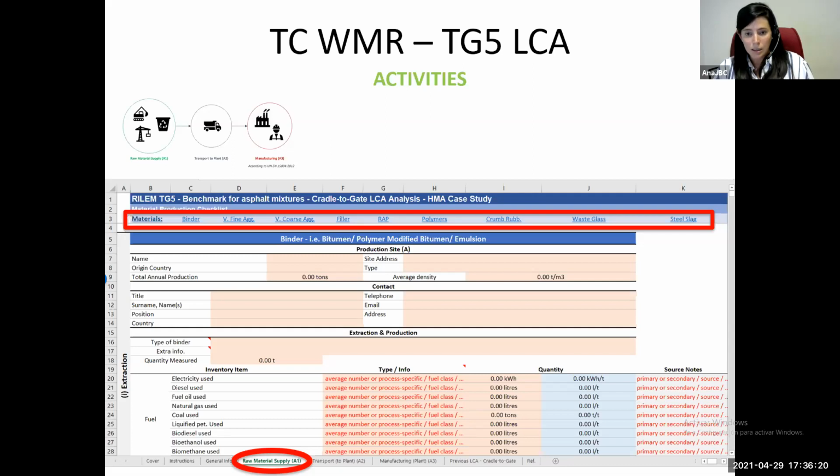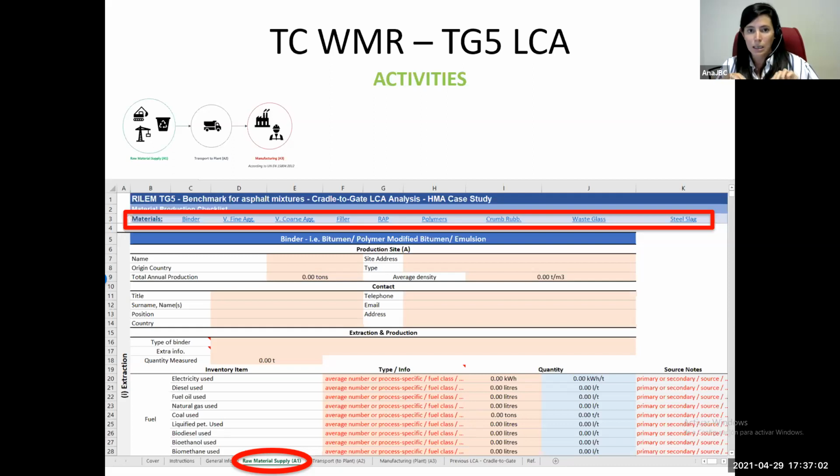What are we asking here? What is the template prepared for? To provide data for the production of the individual components of the mix. So you can provide data about the production of the binder, the obtention of the fine aggregates, coarse aggregates, filler, reclaimed asphalt, polymers, crumb rubber, any type of component that you have in the mix. If you don't find it here, there's also a section that is just others. So you say the material that you are providing data for and fill the template. What are we asking for? Fuel consumption, electricity, transport for the materials, those type of things.